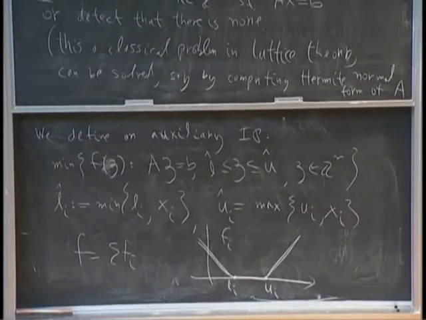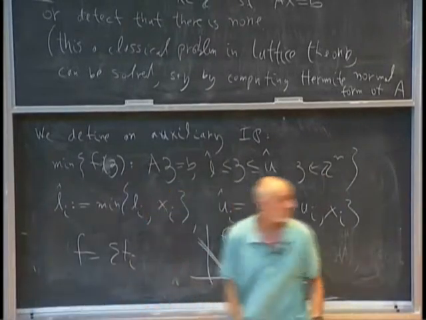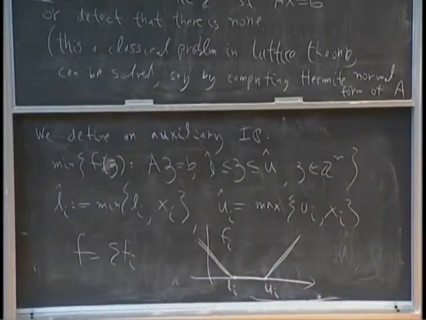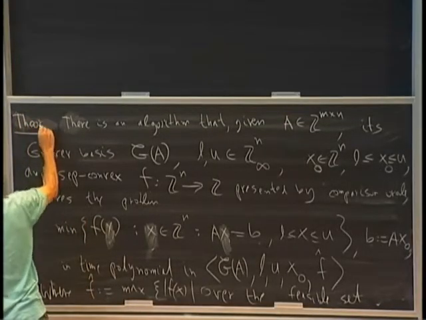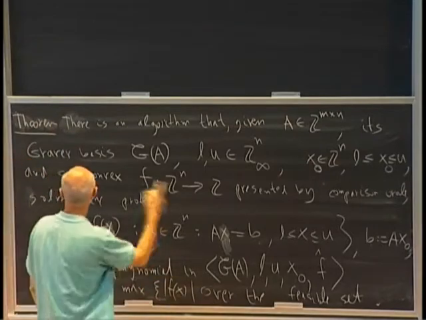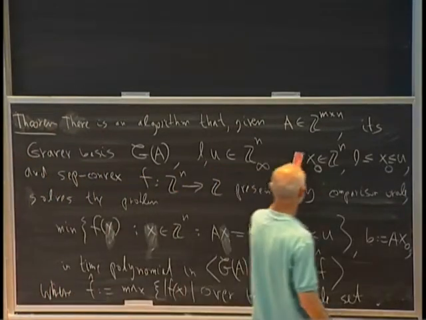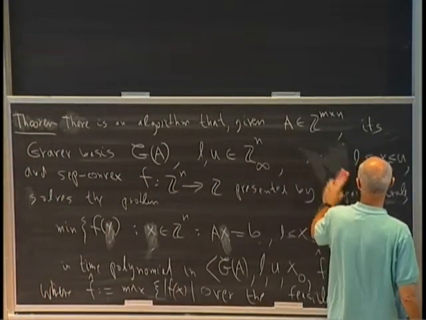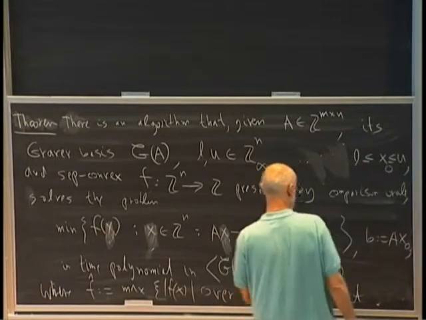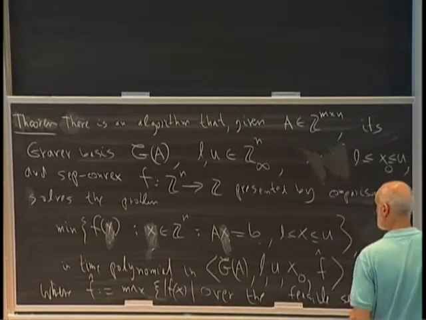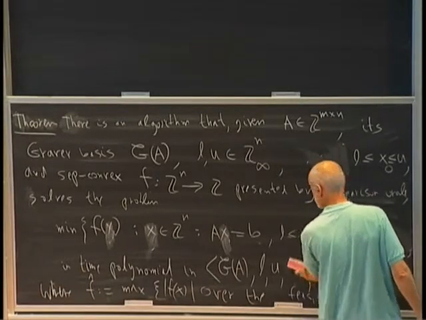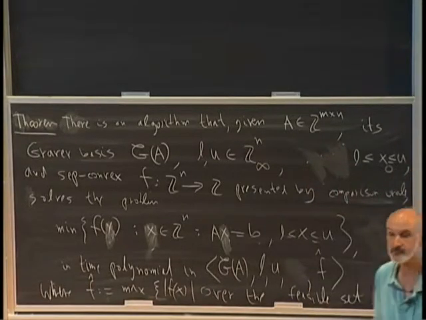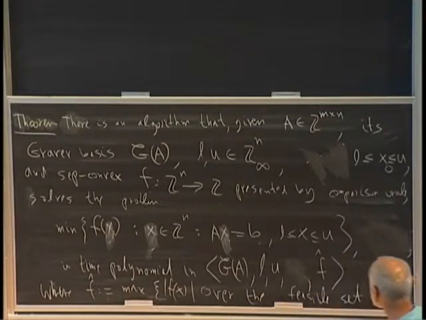So first of all, if I summarize the whole thing, then now I have a theorem. And this is now not a lemma, but there is an algorithm. Given A, its Graver basis, L, U, now we don't need a feasible point, and we don't need to define B in this way. We can solve in polynomial time this problem. This is the theorem. Okay, so let me state it precisely.